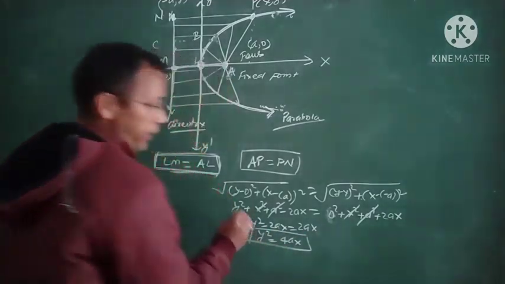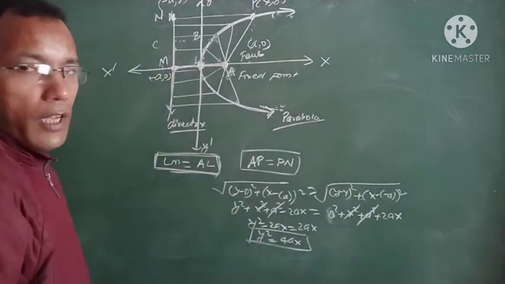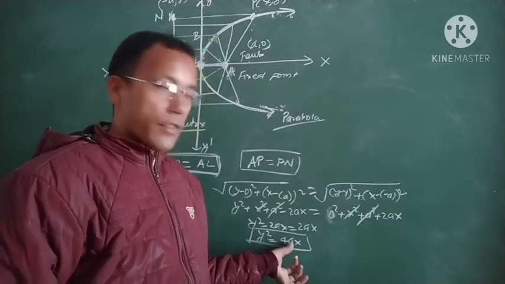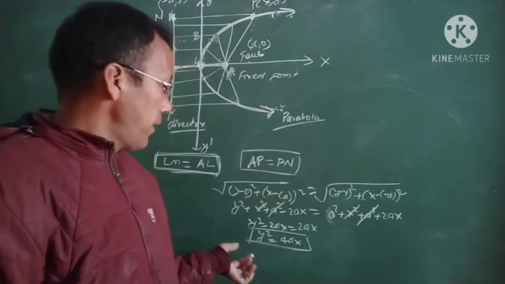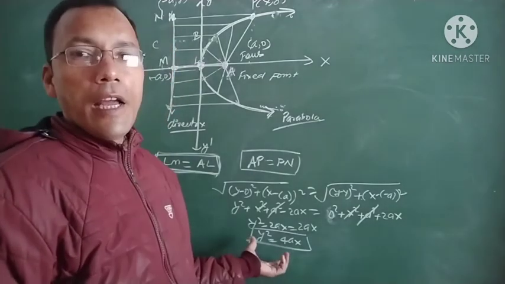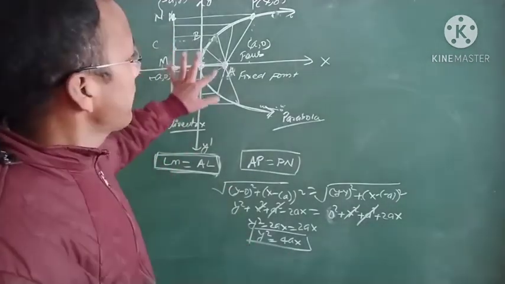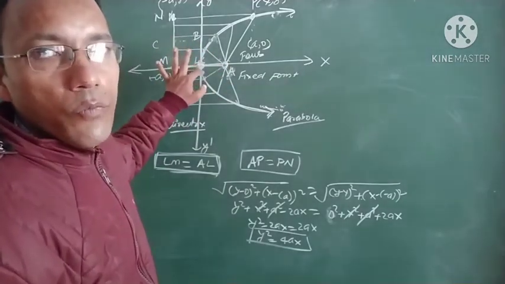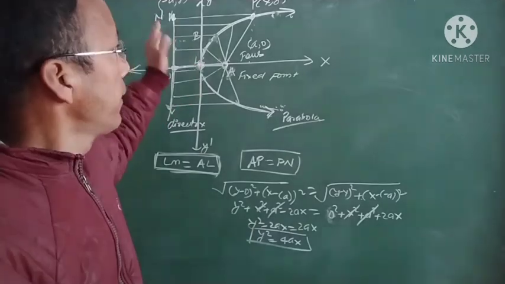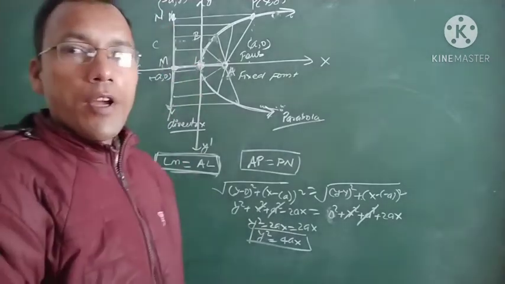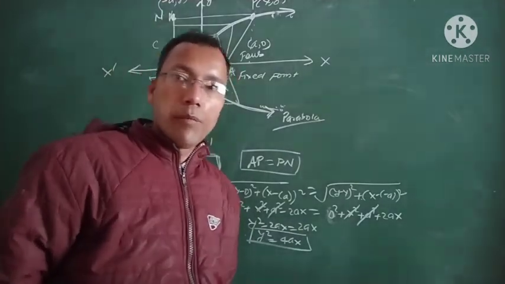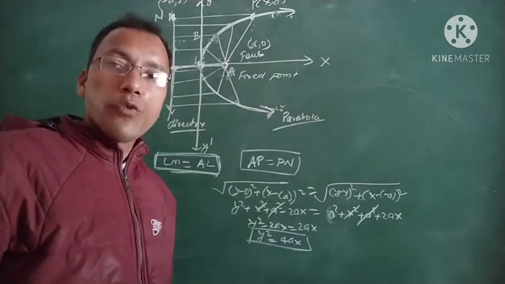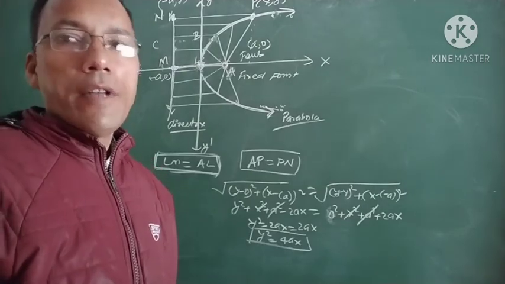This y squared is equal to 4ax is called the equation of the parabola, where a is the distance of the focus, and x and y lie on the parabola. So this is the focus distance from the origin, which is called the vertex, where the x-axis and y-axis meet the parabola. And the line which passes through the focus is called the axis of the parabola.